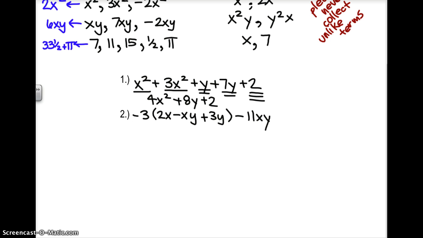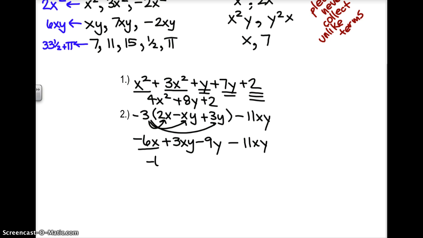Let's do the bottom one. Distributive property. Distribute that -3. -6x plus 3xy minus 9y minus 11xy. Now you're ready to collect. Can't do like terms until you've done the distributive property.